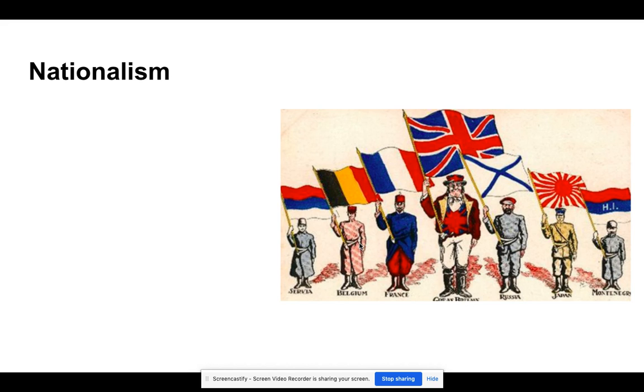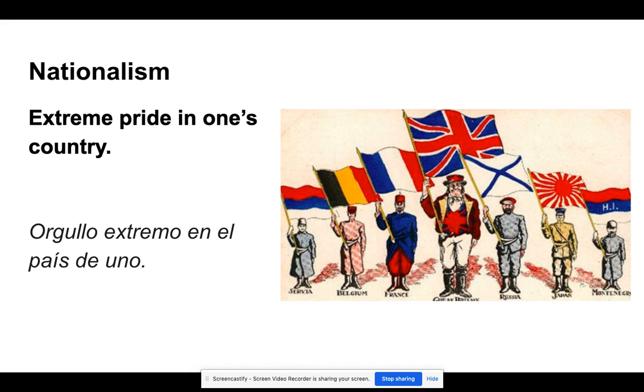Nationalism. We've heard this word quite a few times in the past. What do you think nationalism means? If you're not sure, take a look at the picture to the right. What do you see happening? What do you think it might be connected to? So nationalism is having extreme pride in one's country. And it usually ends up with extreme measures, most of the time a war. And people usually use this in a negative way for the most part.